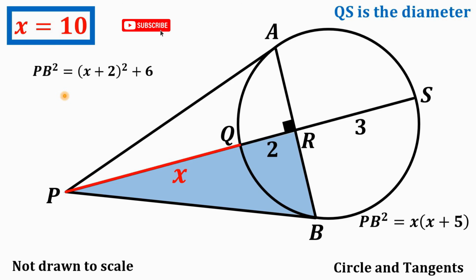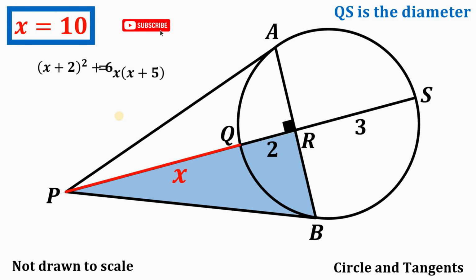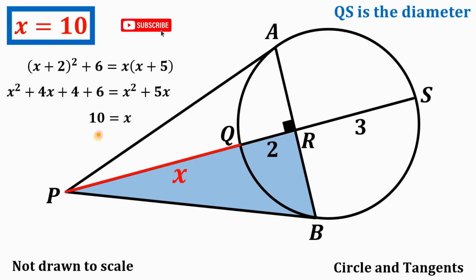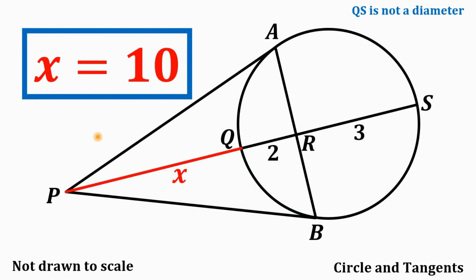Now, again, we have two equations in terms of PB squared. And again, we can equate these two results. And there you have it. Since this is the same thing as before, we get the value of x equals 10. And this is our second solution for this question. Therefore, given this figure, the value of x is simply equal to 10 units.